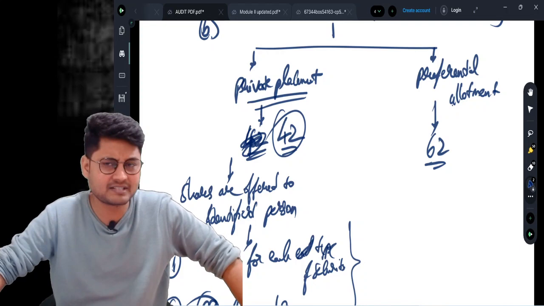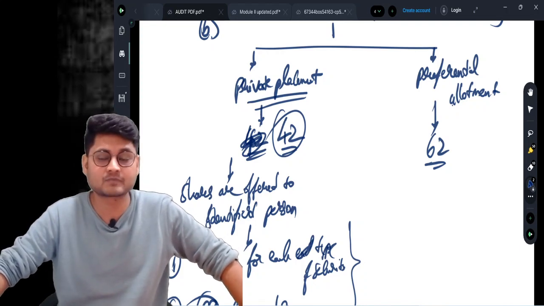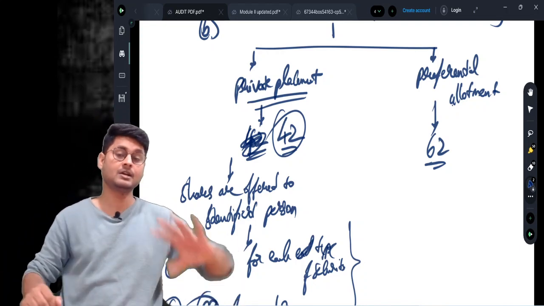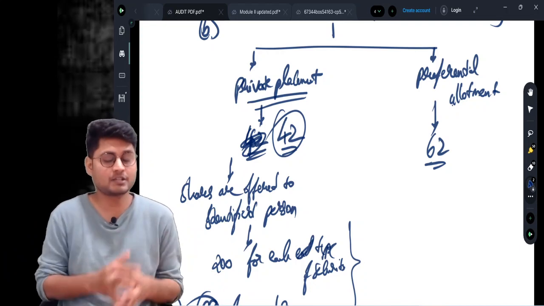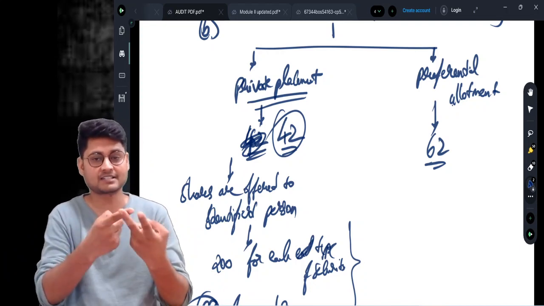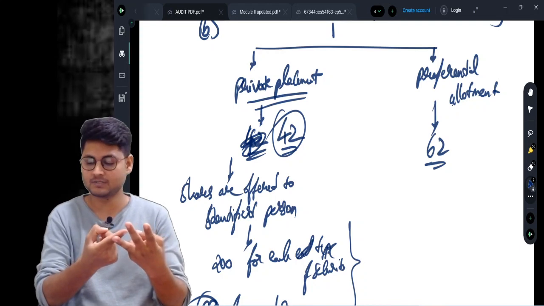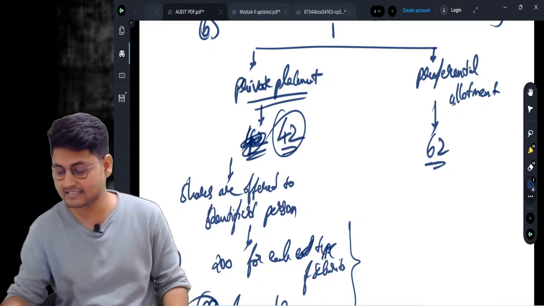These are also called right shares. The right shall be given to the existing shareholder first before going to the public. The existing shareholder will get the right to accept, reject, or renounce. These are the provisions in section number 62.